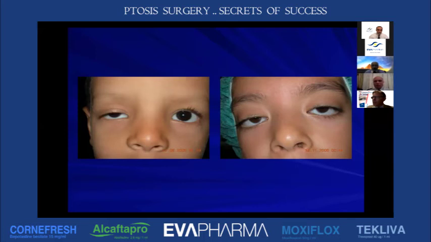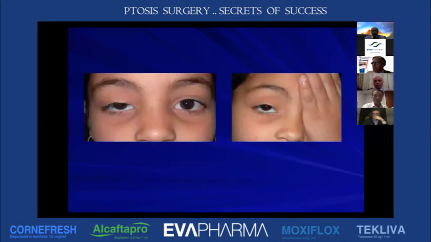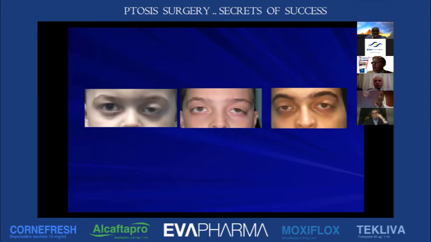So you have to treat amblyopia first, by covering the sound eye and trying to treat the amblyopia maybe 1 or 2 months before the surgery. This will help the patient to look better with both eyes.